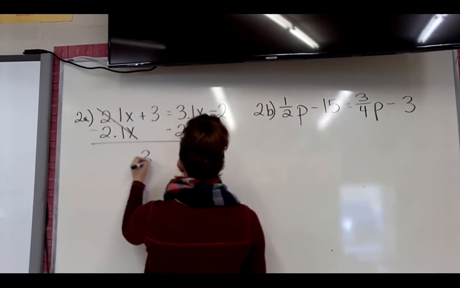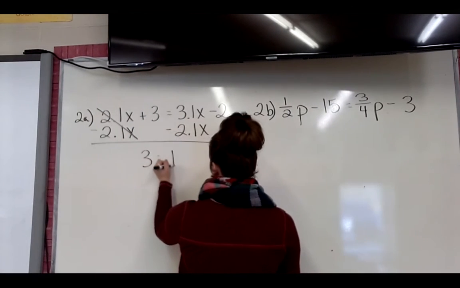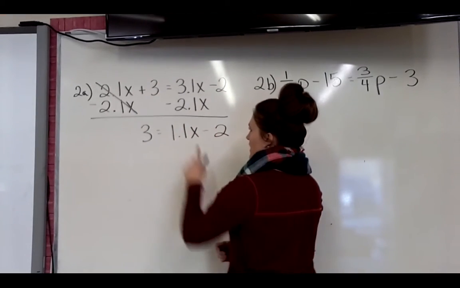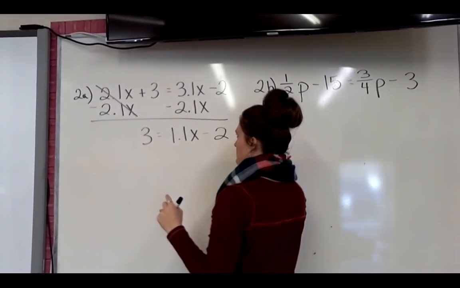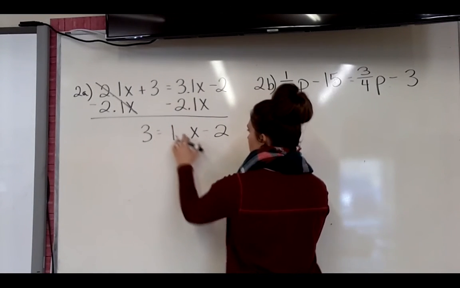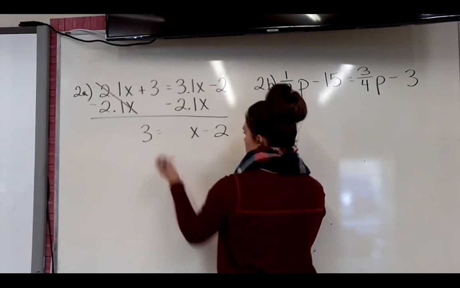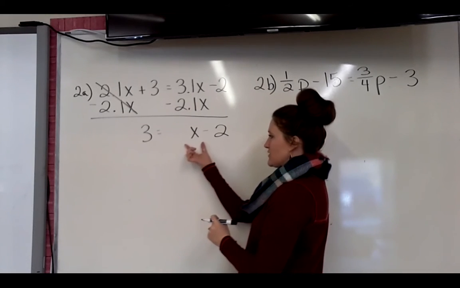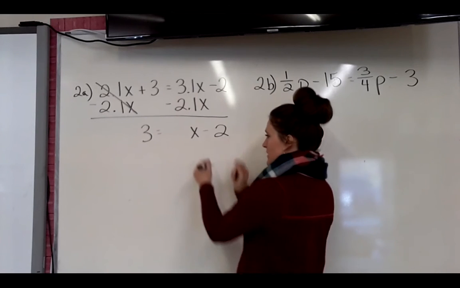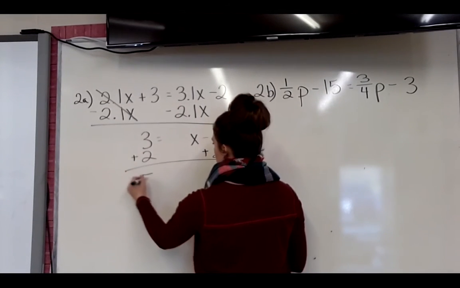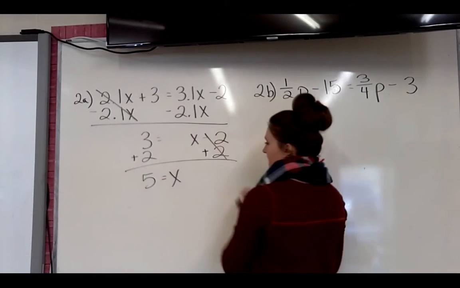That cancels. I have 3 equals 1.1x minus 2. I just did 3.1 minus 2.1. Oh, and it's just 1, sorry. My bad. 1x, which is just x. So 3 equals x minus 2. So now to solve for x, I get rid of this 2. It's being subtracted, so we add it. And we get that x equals 5.